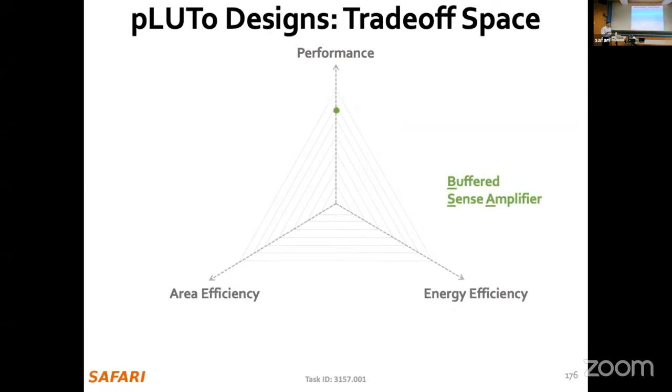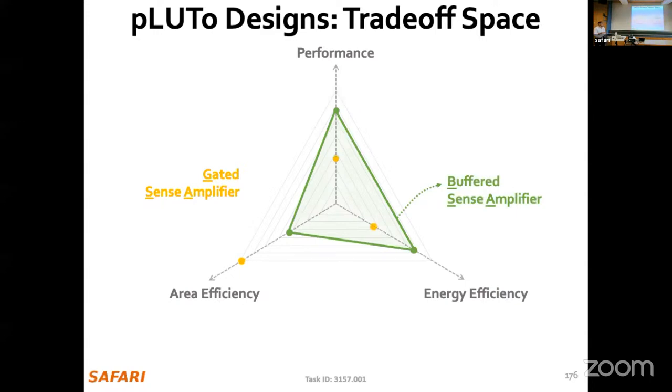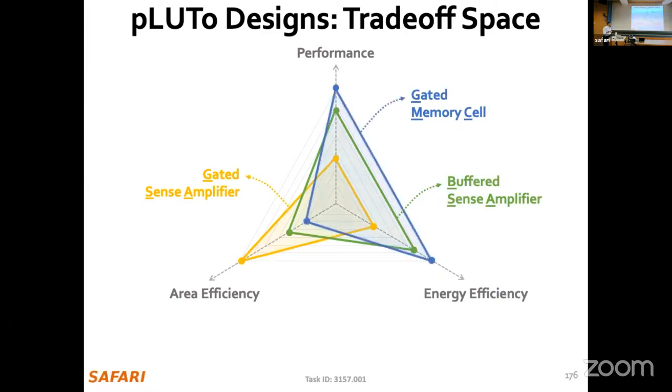The first design, the one that I mentioned in the figure that I was showing step-by-step, is what we call buffer simplifier. And it has moderate performance, moderate area efficiency, and moderate energy efficiency. The second design, which uses the cells themselves, has lower performance, but higher area efficiency and moderate energy efficiency. And the last one has higher performance, but low area efficiency and low energy efficiency.